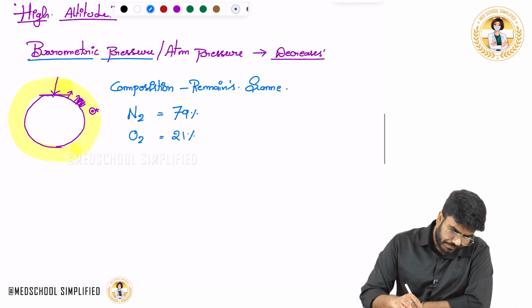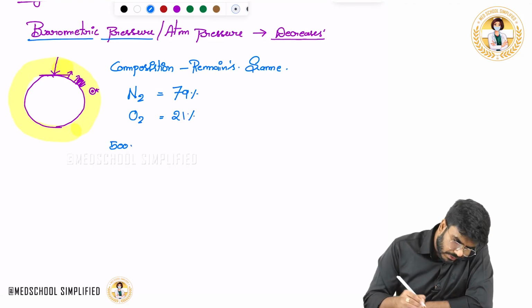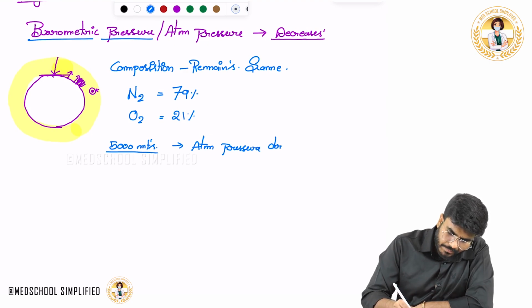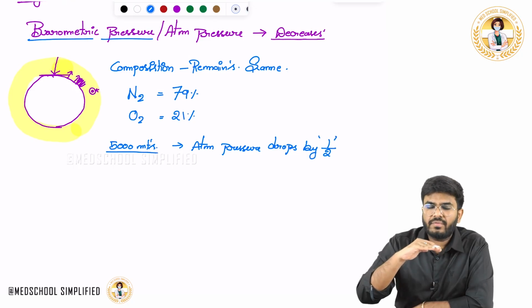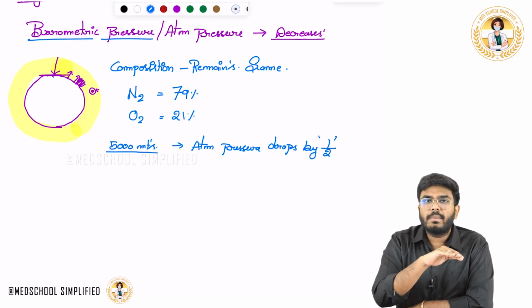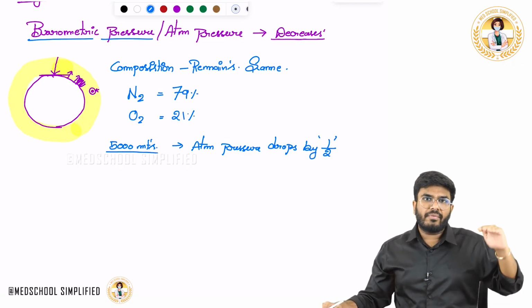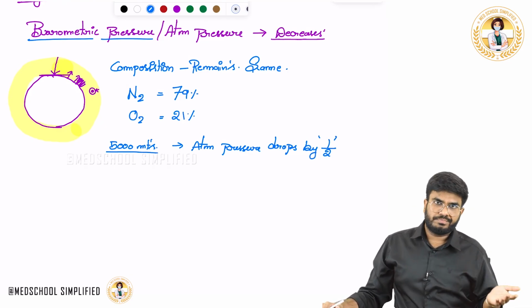For example, let's put it this way. If you ascend up, we usually say for every 5,000 meters, the atmospheric pressure drops by half. Means for every 5,000 meters you go up, atmospheric pressure will become half. From the sea level, the atmospheric pressure is 760. If I go up 5,000 meters, the atmospheric pressure will become half. Means 760 divided by 2, something like that.